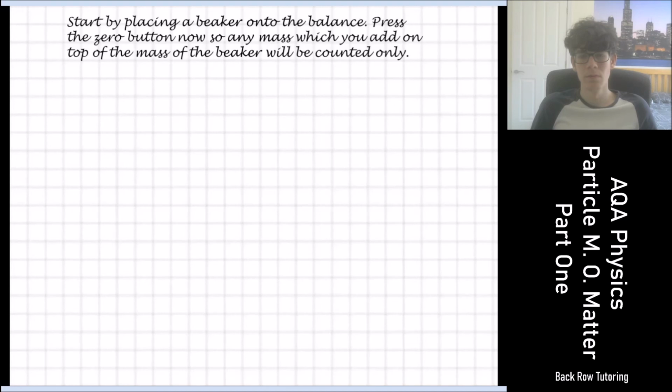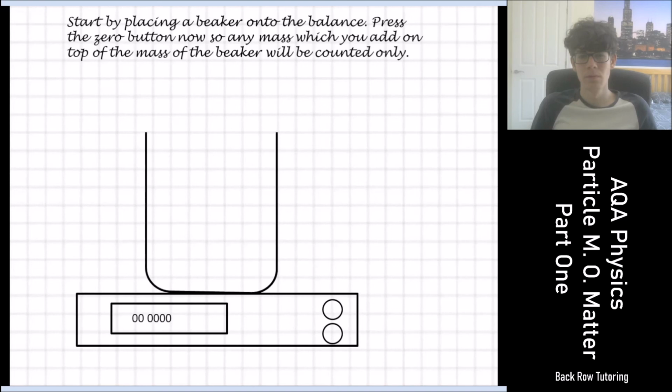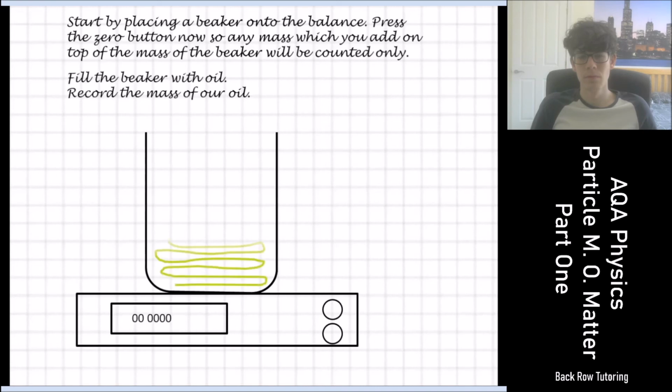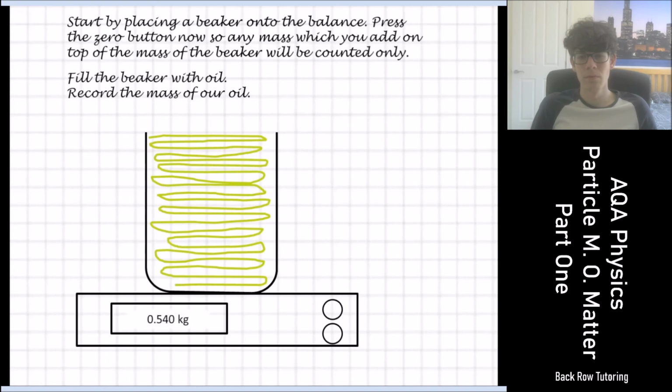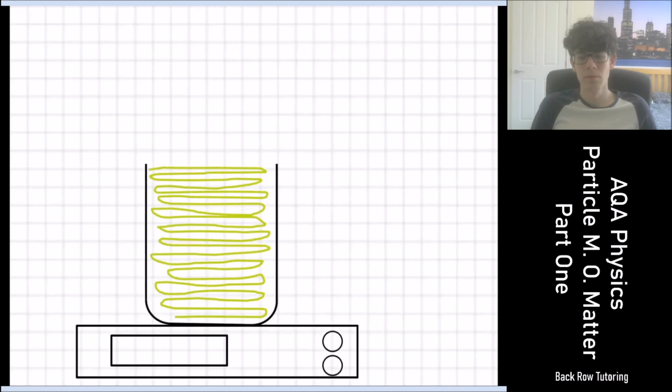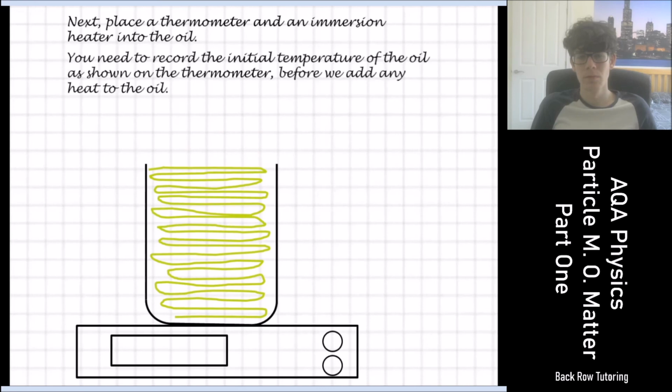Okay, so we're going to start by placing the beaker onto the balance. Press the 0 button now, so only any mass which you add on top of the mass of the beaker will be counted. Fill the beaker with oil and record the mass of the oil. Next, place a thermometer and an immersion heater into the oil. You need to record the initial temperature of the oil as shown on the thermometer before we add any heat to the oil.